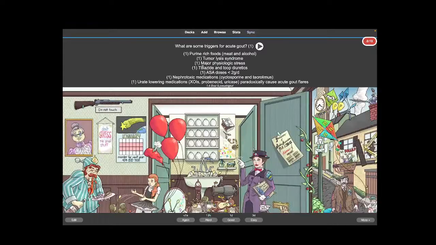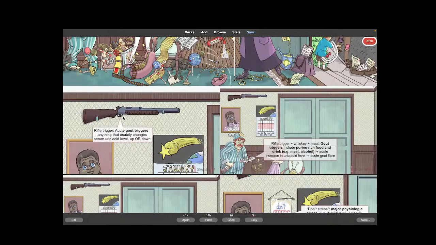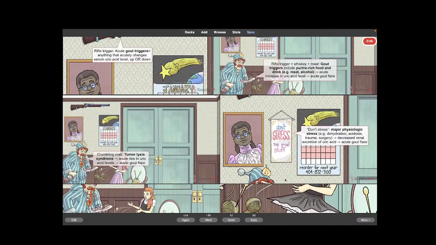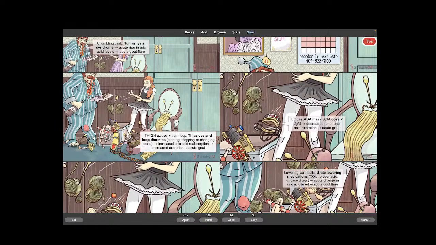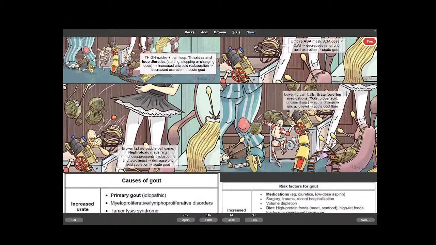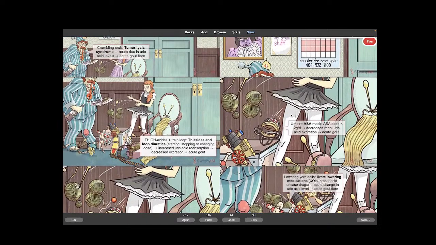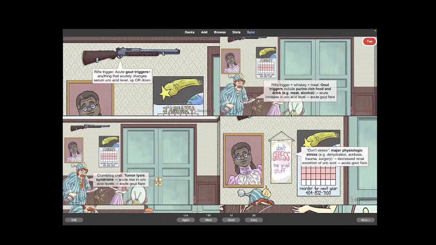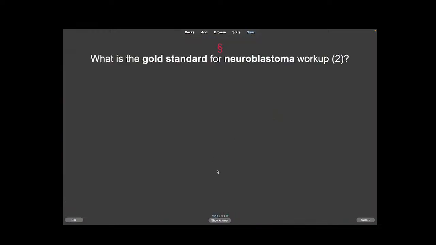All right. What are some triggers for acute gout? Purine-rich foods. Yeah, you got purines. Okay. Triggers. Purine-enriched drinks. Major physiological stress. Thiazides. Aspirin. Nephrotoxic meds. Urate lowering medications. I don't know how that's a medication that lowers it. How am I supposed to remember that? Nephrotoxin makes sense. ASA. Thiazide. Tumor lysis syndrome. Okay.